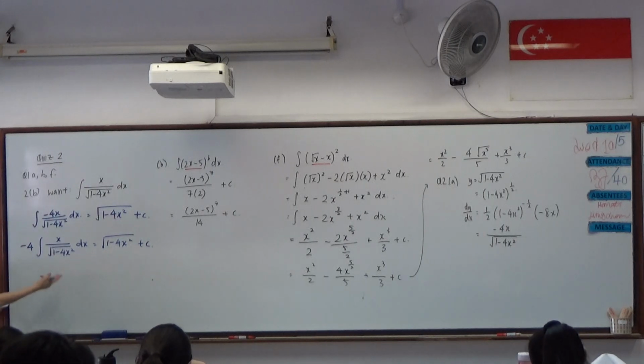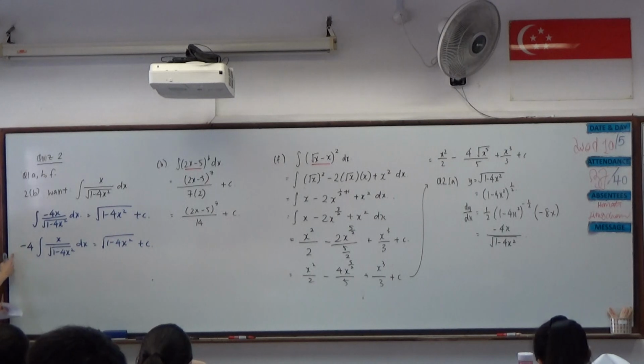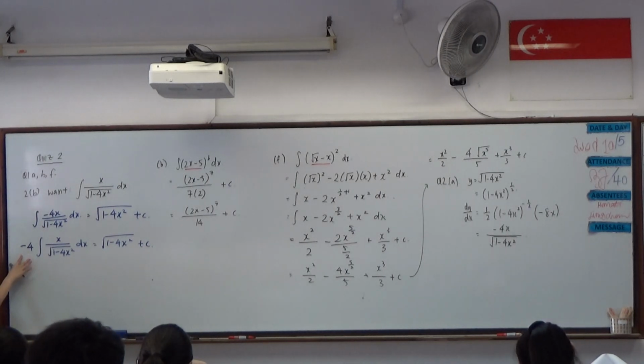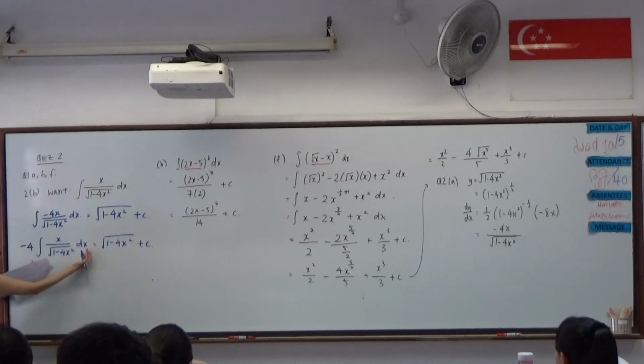Okay, so I did nothing to the right hand side. The left hand side, I only take out the negative 4. It is a constant number. I can only take out a constant number, cannot take out x. Then, this is negative 4 times the integration.